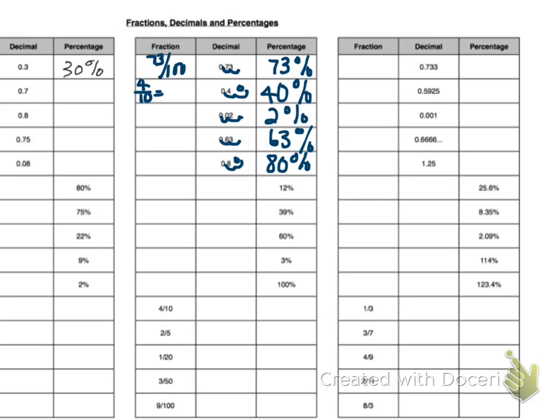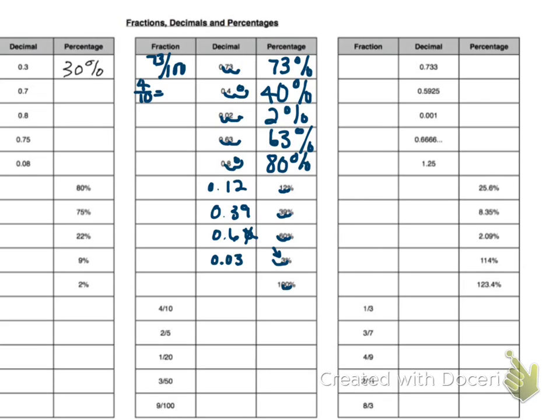All right, here we are given percents. We're going to turn them into decimals and fractions. So decimals here, 0.12. Decimals here, 0.39. Decimals here, 0.60, but I don't need that. Decimals here, 0.03, need a 0 there.